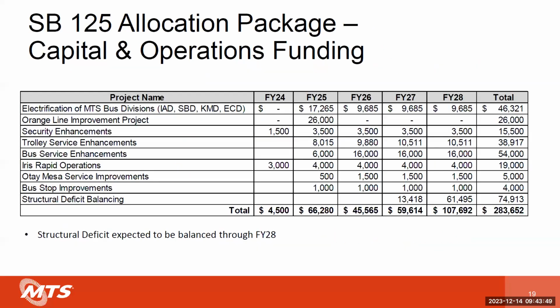So a comprehensive look at what we're proposing. All of the recommendations in the plan are listed here in order. And then the last one that I'll mention is structural deficit balancing. We're proposing to use in FY27 and FY28 as the federal money is spent down, then the state money would supplement and balance our budget through FY28.